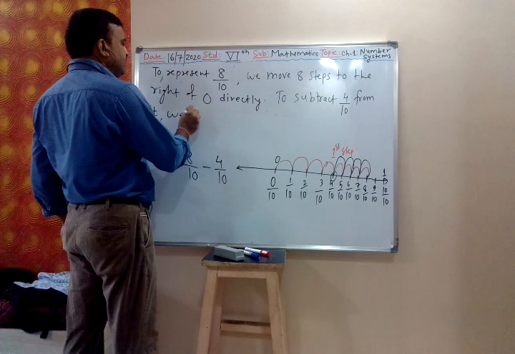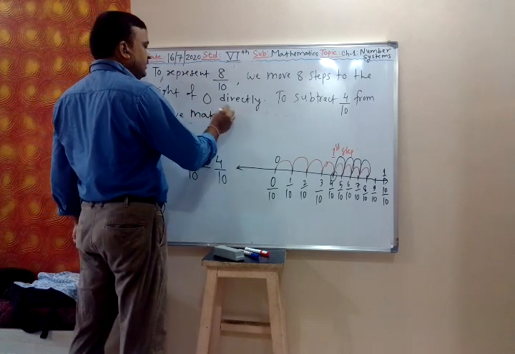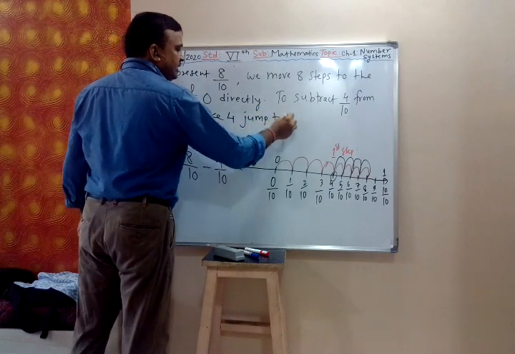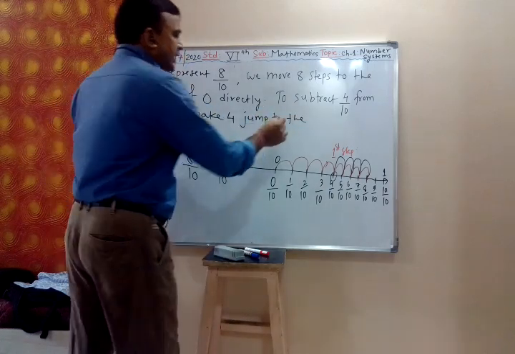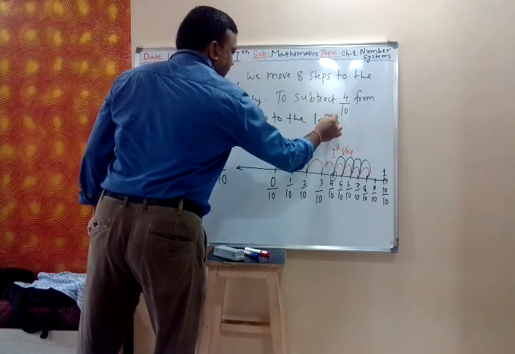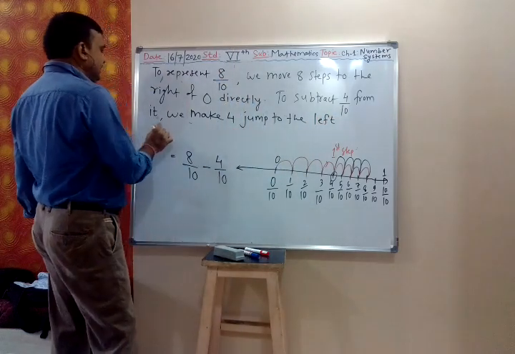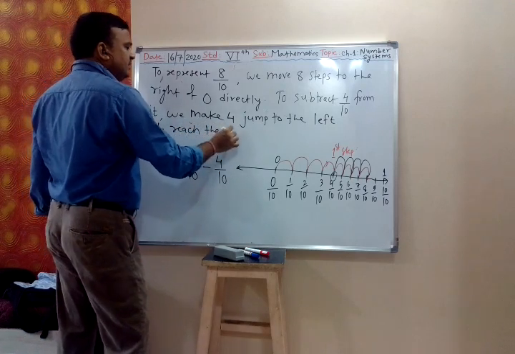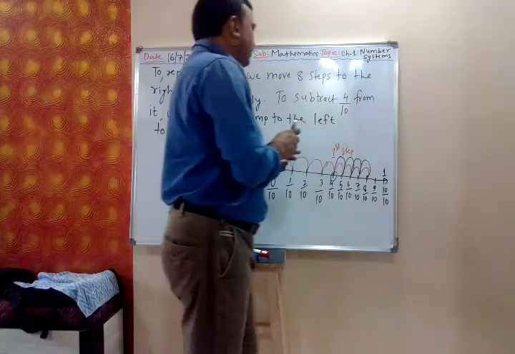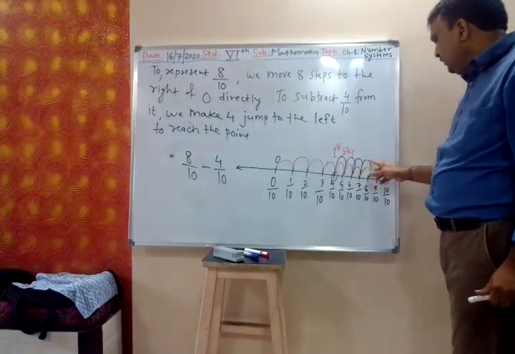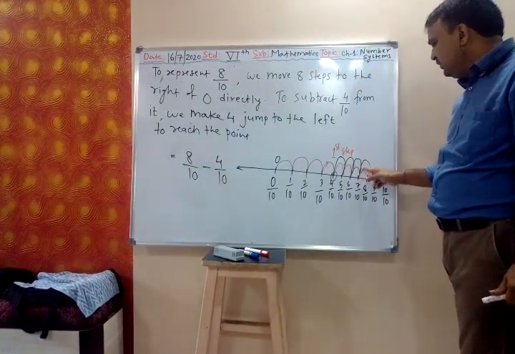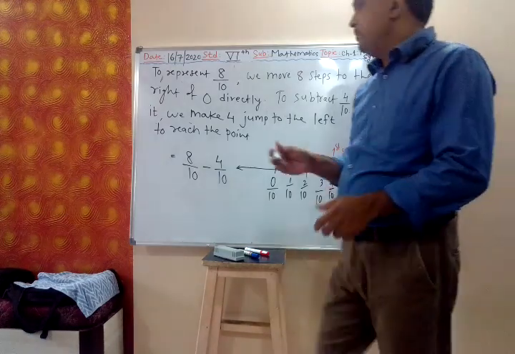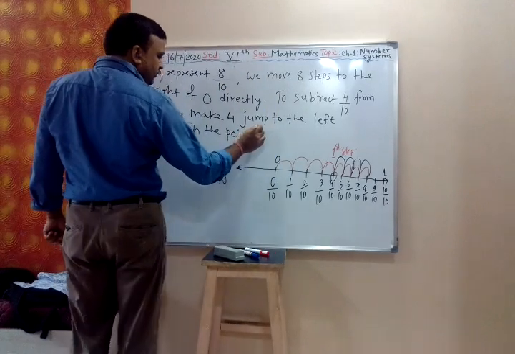We make 4 jumps to the left to reach the point where we reach. When we make 4 jumps to the left, we reach the point: 1, 2, 3, 4. Where do we reach? We reach the point 4 upon 10.